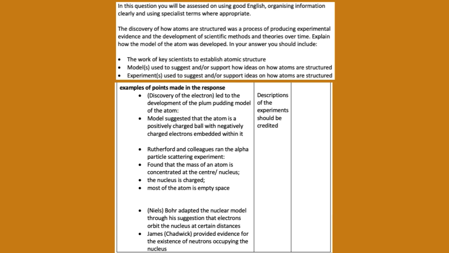To cover the first bullet point and address the work of key scientists, the answer could mention that Bohr adapted the nuclear model through his suggestion that electrons orbit the nucleus at certain distances. It could also mention how Chadwick provided evidence for the existence of neutrons occupying the nucleus. A description of the experiments or the findings from the experiments should also be credited.